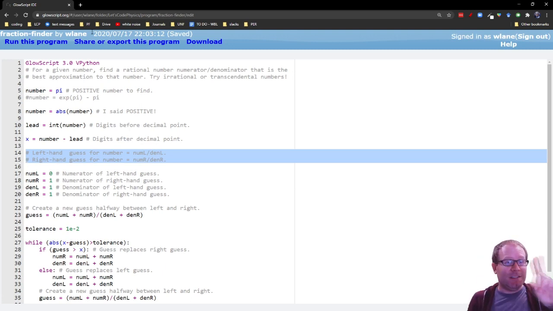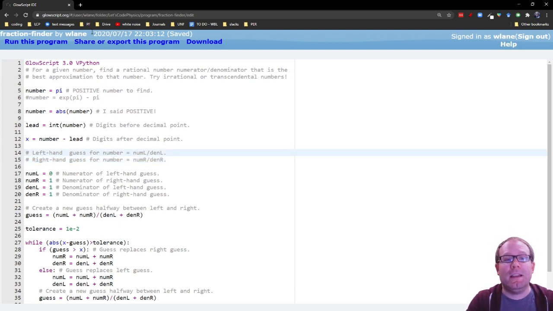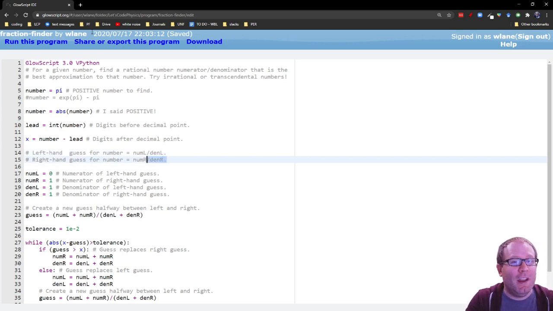And so if I start at 0 and 1, I can bracket my way to that number, getting a more accurate guess each time. So each of these numbers we're going to be guessing is a rational number. So we're going to have a numerator on the left and a denominator on the left, and we're going to have a numerator on the right and a denominator on the right. So think of it as fraction on the left, fraction on the right. Each one has a different numerator and denominator.